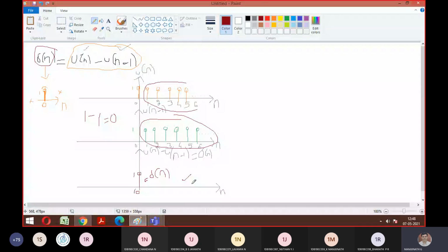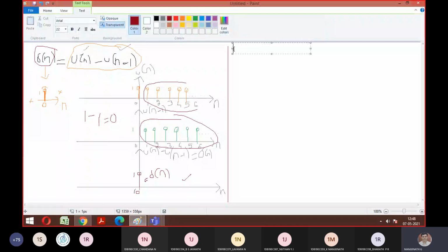Yes. So now the next type of problem. Let me use the text here. Sketch the following. So the heading is sketch the following. x of t is given for you guys. x of t is equal to u of t plus 1. Is it visible? Yes, sir. Minus 2 into u of t.